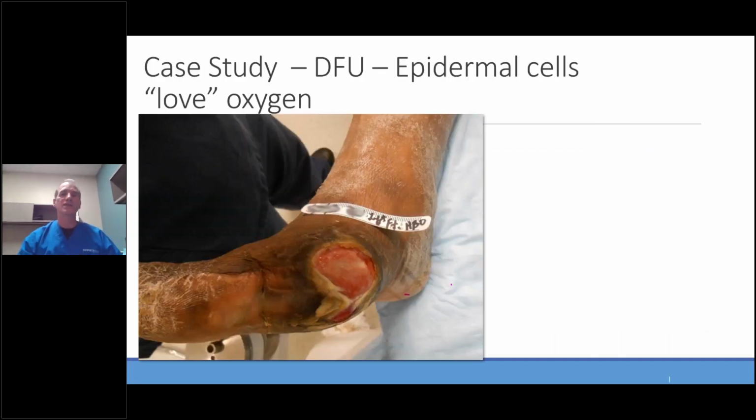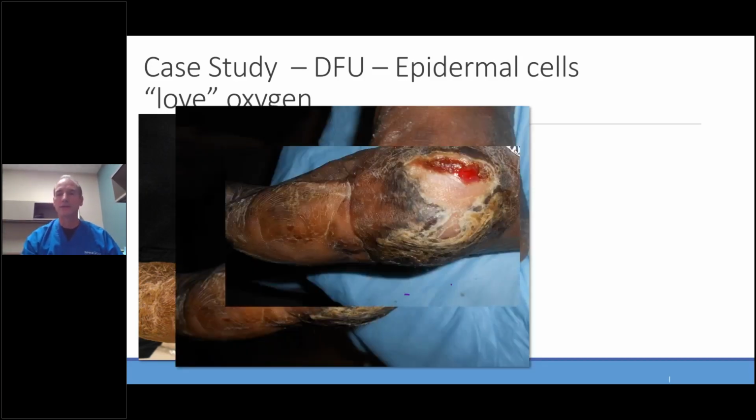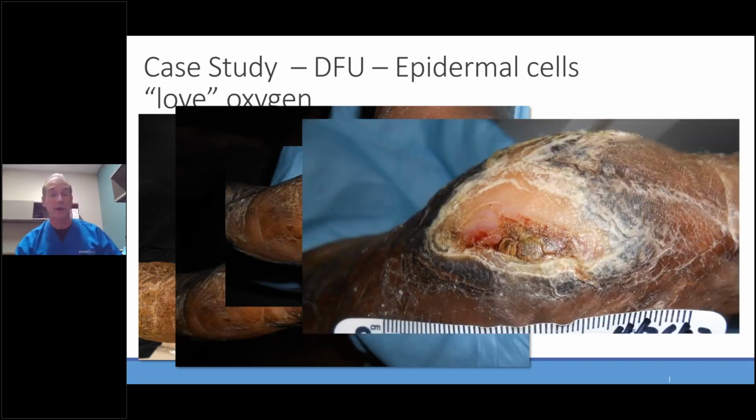All right, this is just another one of my case series. Epidermal cells love oxygen, and this is a case of a diabetic foot ulcer and the use of oxygen therapy, and you can see that it does promote healing. Now, this is not from one of our clinical studies. This is obviously something we had done earlier, and it was before the latest two clinical trials were completed.